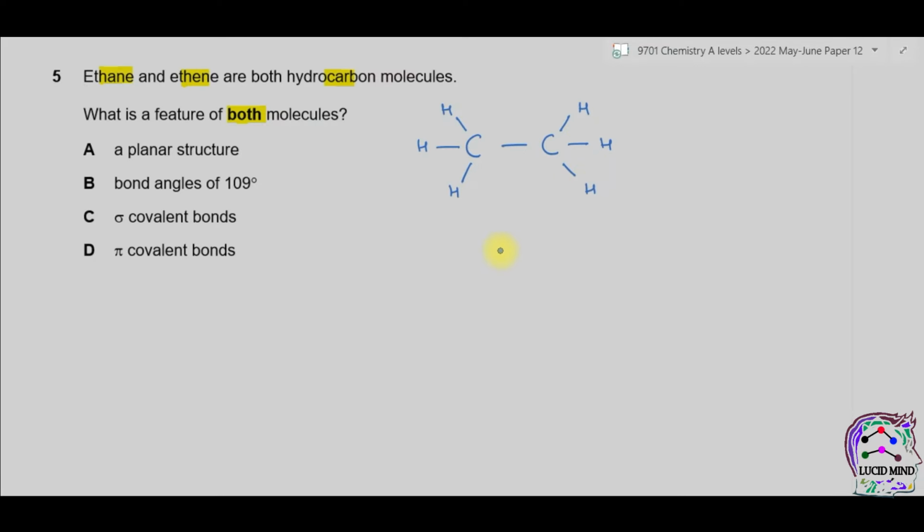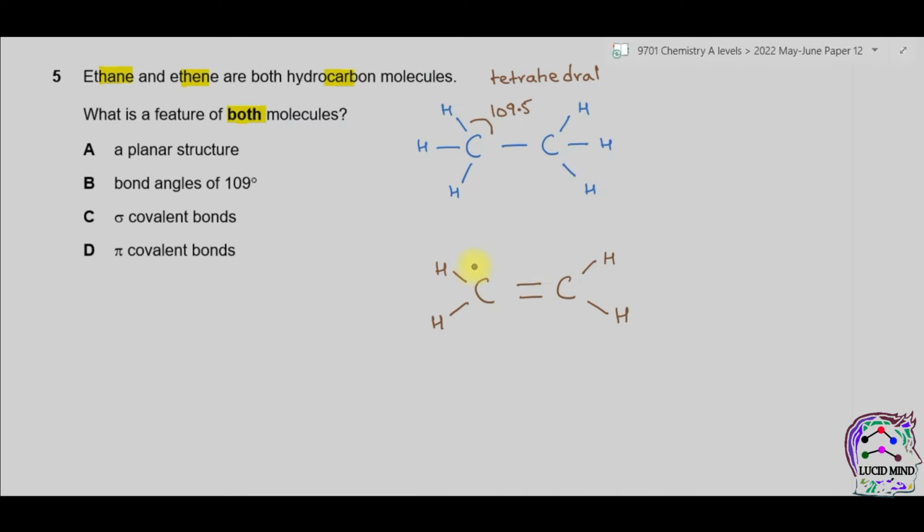While ethene is the one again in which we have 2 carbon atoms, but in this one we have a double bond between the carbons, and with each carbon we have 2 hydrogen atoms. Now the first part is the planar structure. We can see in ethane all single bonds are there, so each bond angle is 109.5, which is a tetrahedral structure. So in tetrahedral, the atoms are not in one plane.